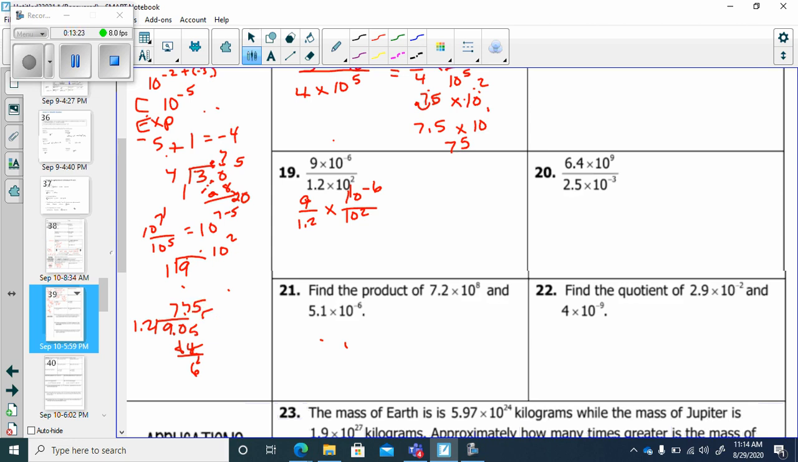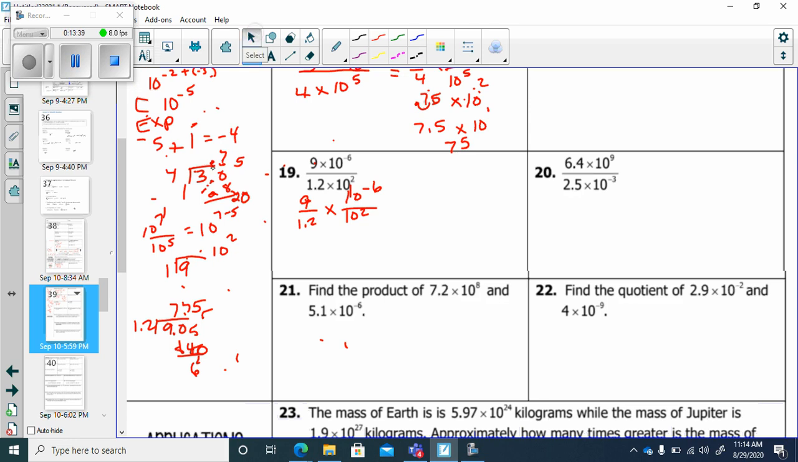Okay, I'm having a hard time seeing where my thing is. 1.2 times 5. 5 times 2 is 10. It's going to be 7.5, okay? So we would replace the 9 divided by 1.2 with 7.5.